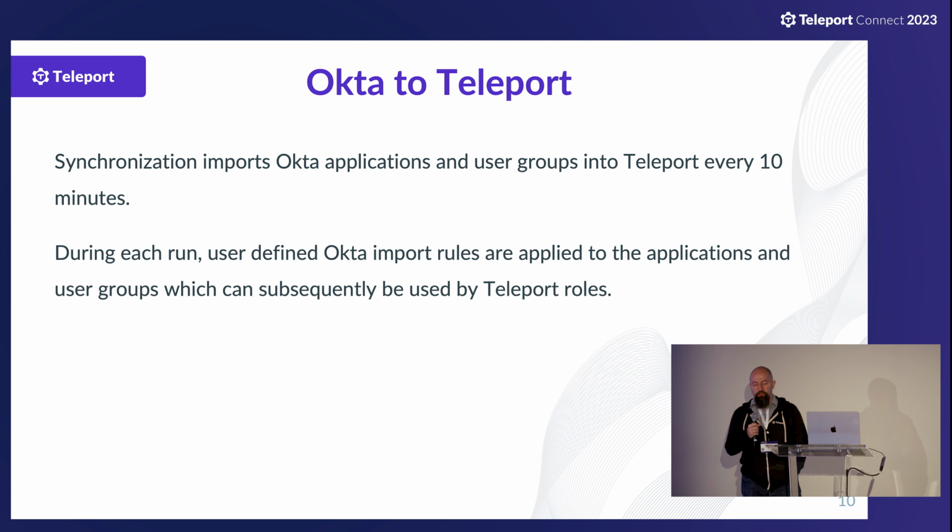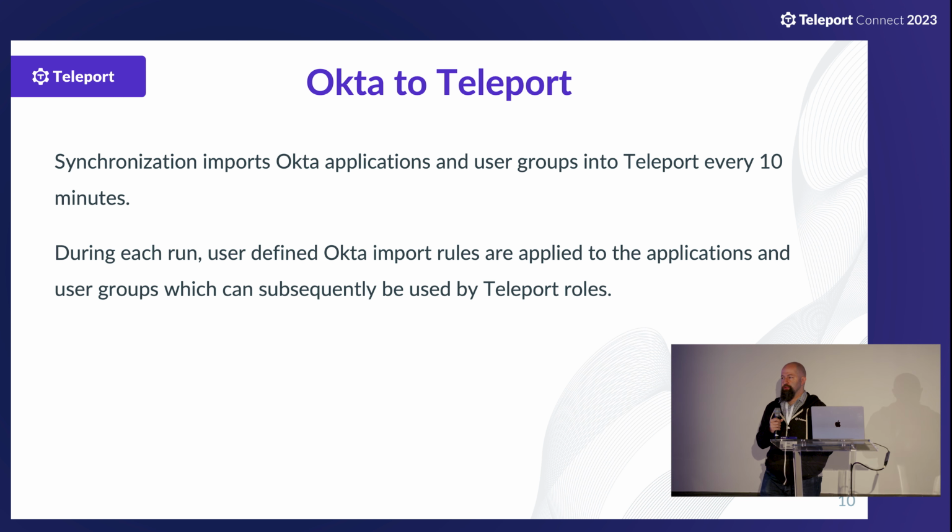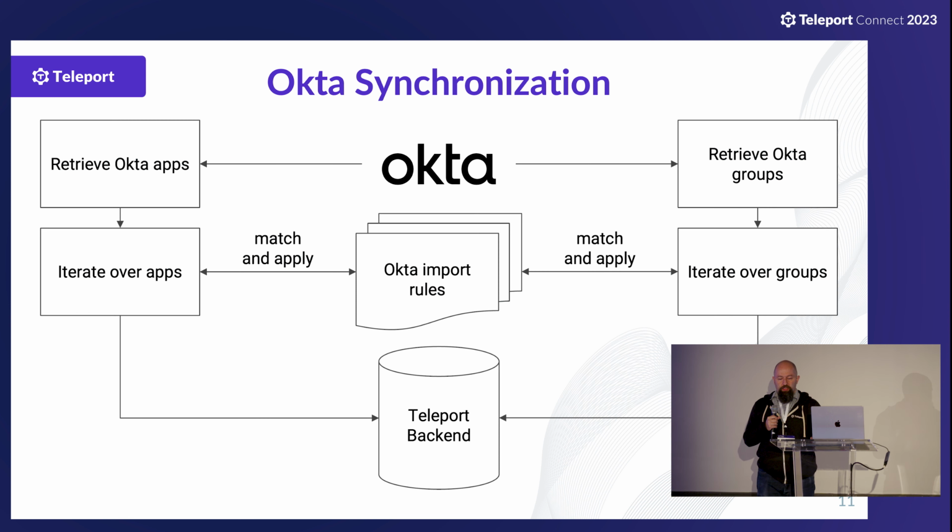During each run of the synchronization process, we use a new Teleport primitive called Okta import rules, which are used to match against the various applications and user groups and apply labels to these, which can then be used by our roles within Teleport to determine whether or not users have access to these applications and user groups.